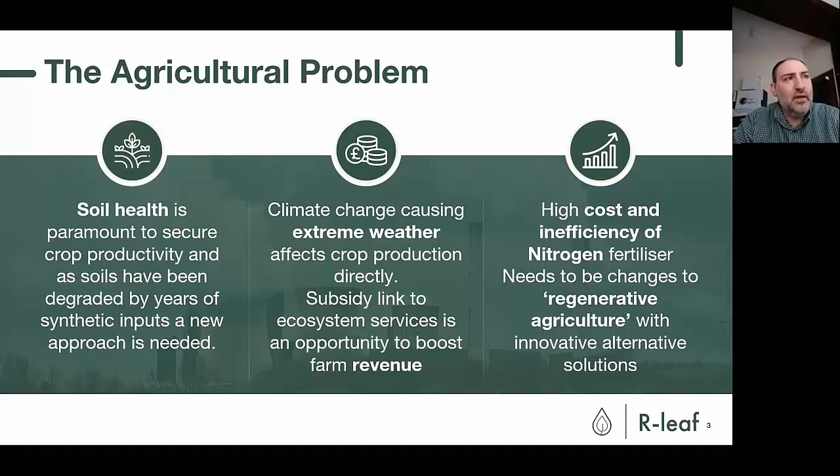And of course, there is the high cost and inefficiency of nitrogen fertilizer. From an economic point of view, in our lives, who buys something that will waste half of it? You put on 200 kilograms of N, knowing that 100 kilograms is just going to be lost. So there is a change that is required, an innovation to be adopted, and that falls under what everybody uses these days, regenerative agriculture.